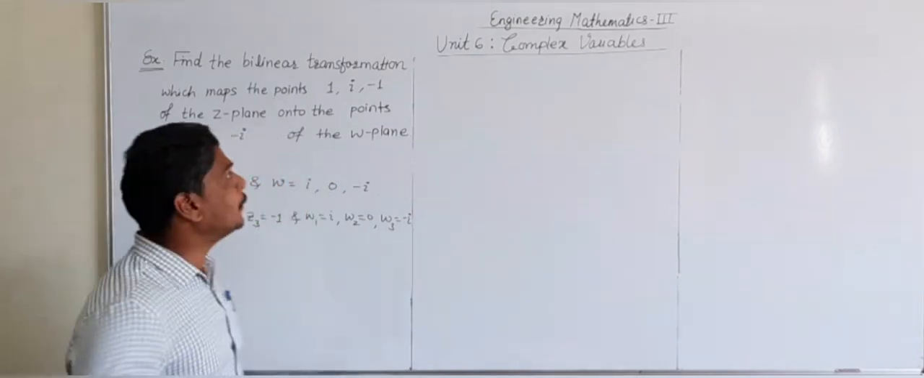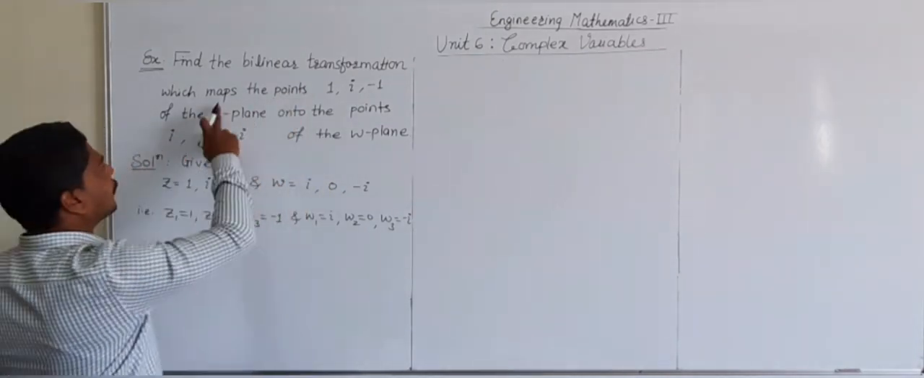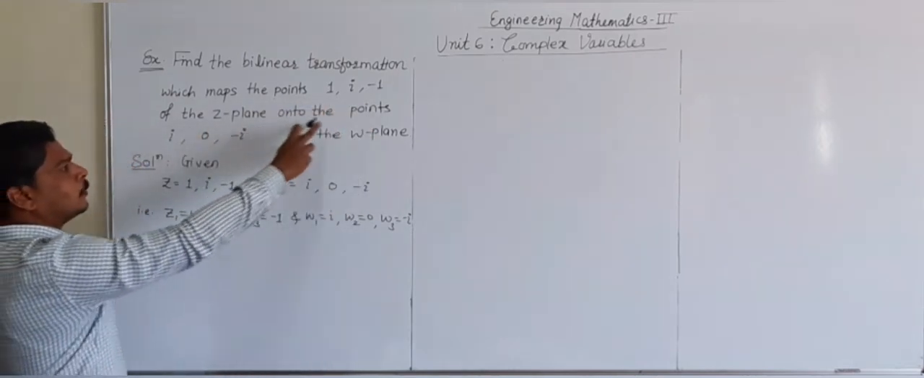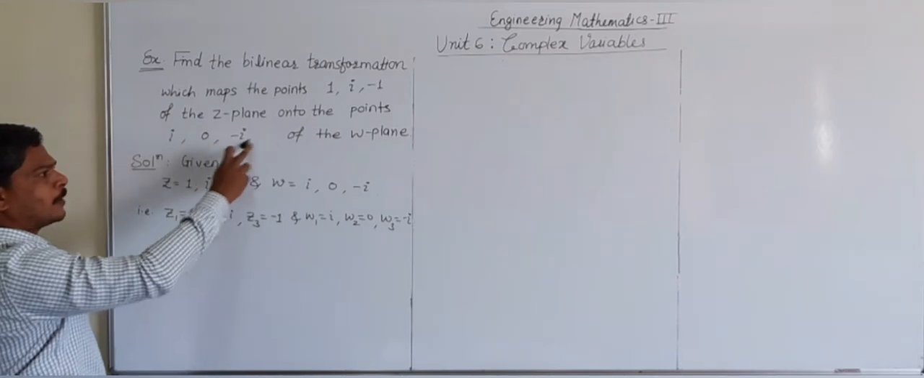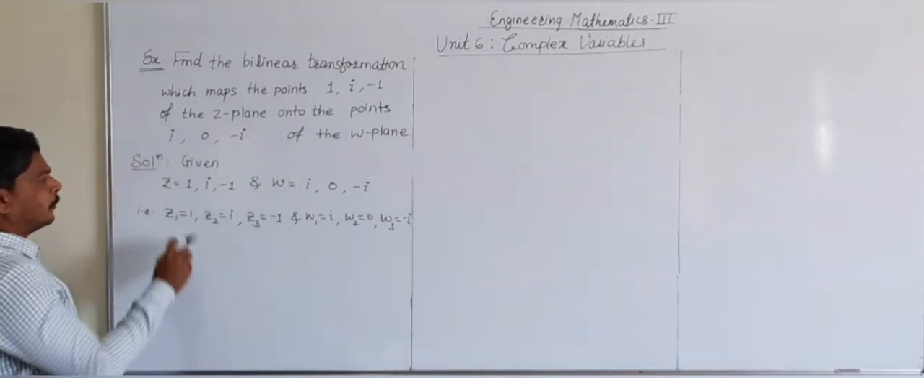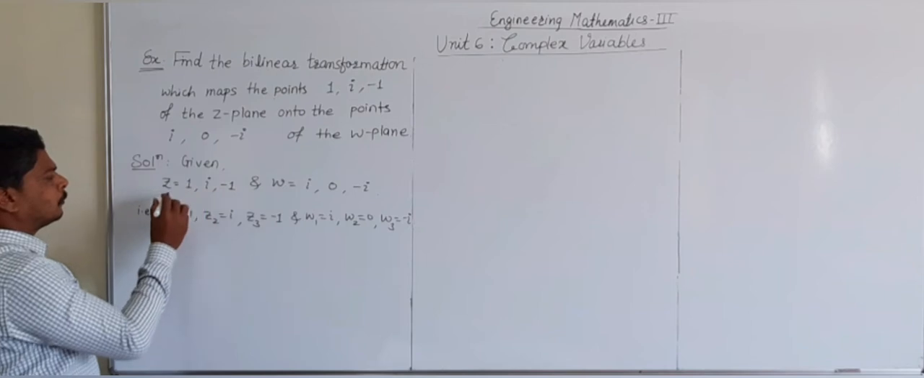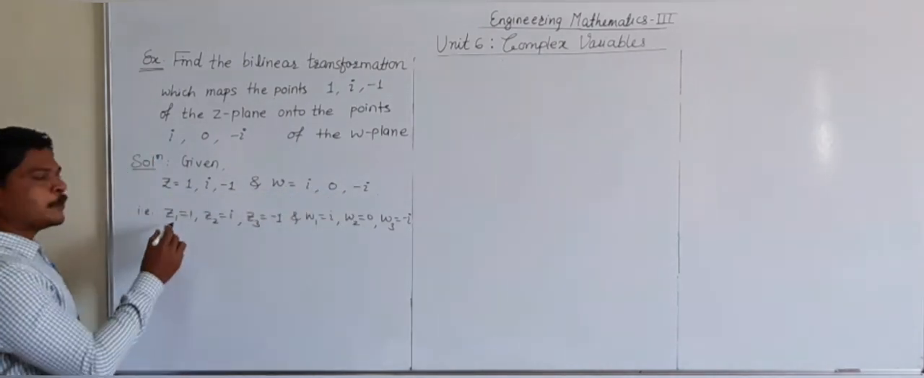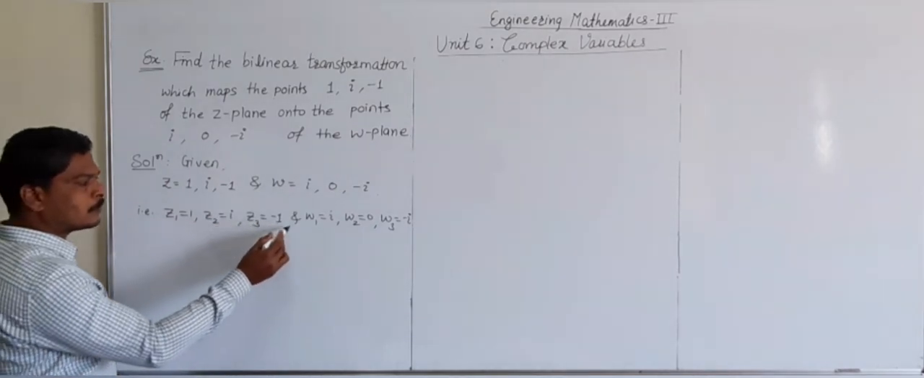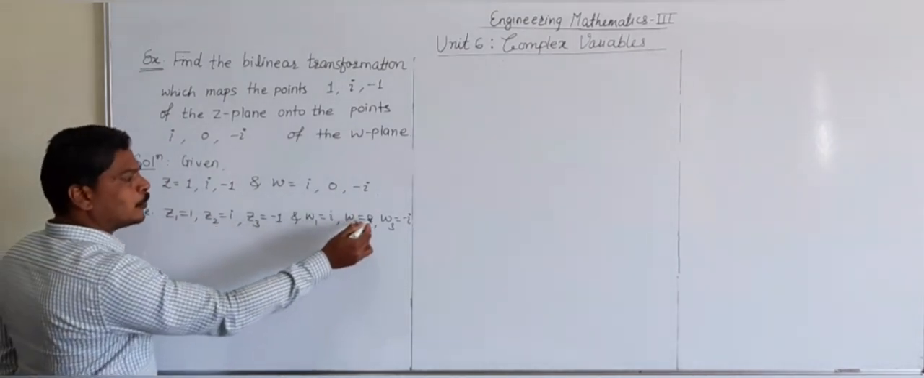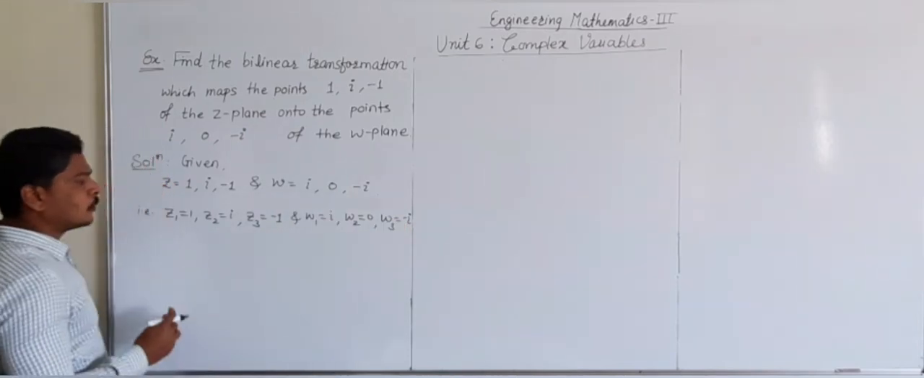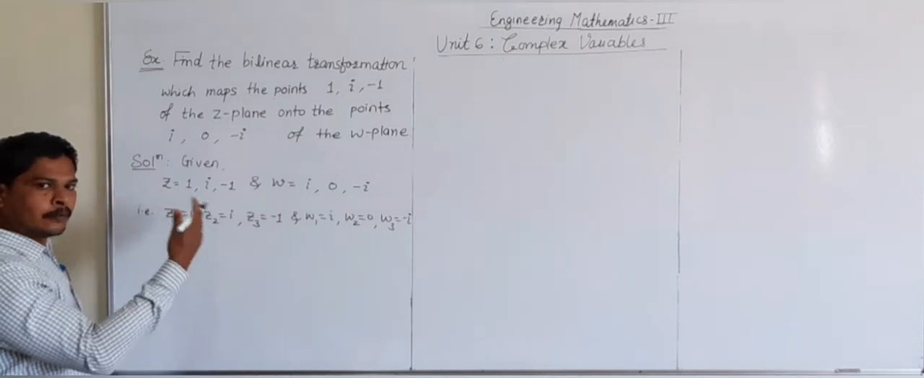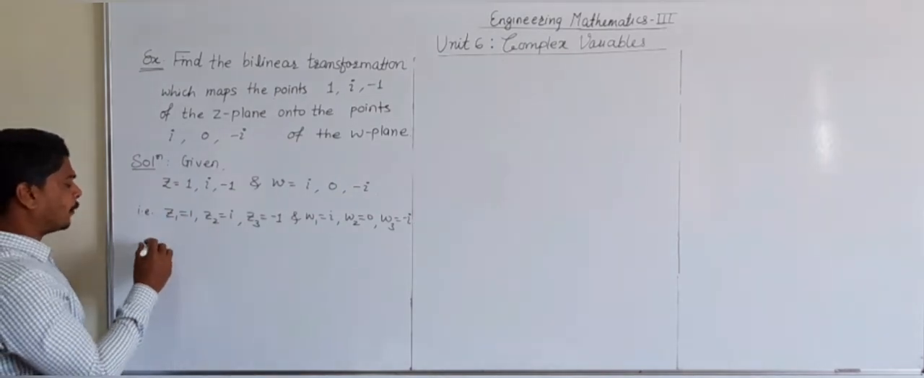Our next example is to find the bilinear transformation which maps the points 1, i, minus 1 of the z plane onto the points i, 0, minus i of the w plane. So first of all, write given z is equal to 1, i, minus 1 and w is equal to i, 0, minus i. That means z1 is 1, z2 is i and z3 is minus 1 and w1 is i, w2 is 0 and w3 is minus i. So here none is infinity. So in that case we are using the definition of bilinear transformation.